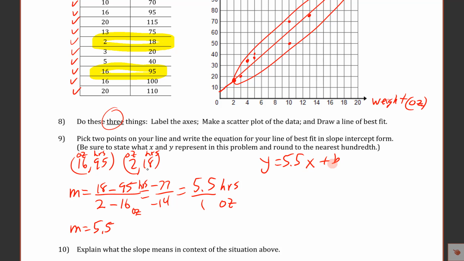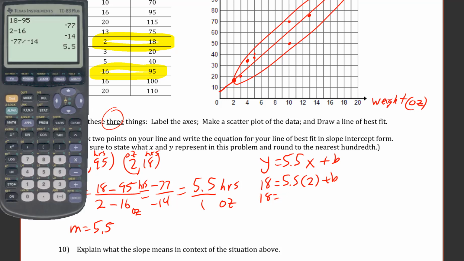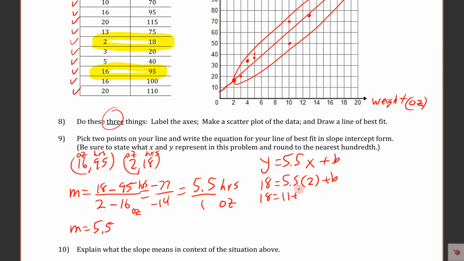And then let's pick one of these to plug in. I think this is probably the easiest one to plug in. So we're going to get 18 hours out of a 2-ounce candle. So 5.5 times 2 plus b. So this is going to be 18 equals, if you multiply that together, I believe you get 11. So let's do 2 times 5.5. Hit enter, we get 11 plus b. So let's subtract 11. So that means b equals 7.